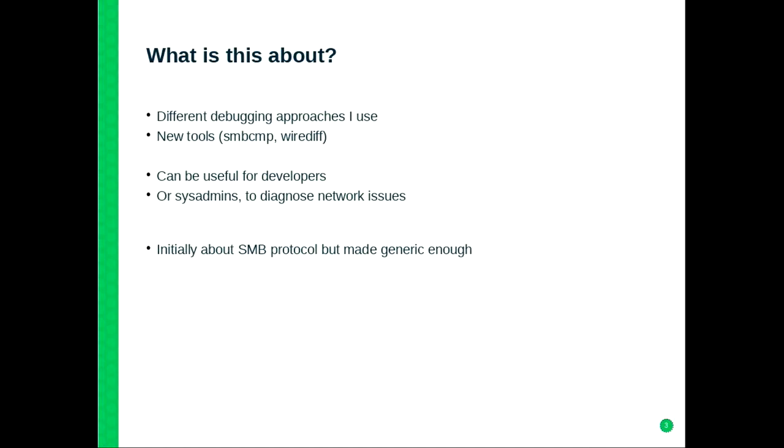While debugging things, I ended up writing a new tool, which I'll present in this talk. This can be useful for developers, but also sysadmins to diagnose network issues. Initially the talk was about the SMB protocol, but many of the things I'm talking about can be made generic enough for any other protocol. So network debugging is hard. There is not one single way to debug everything. Depending on your problem, some approaches work better than others.